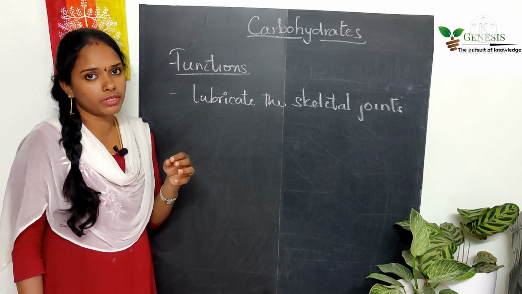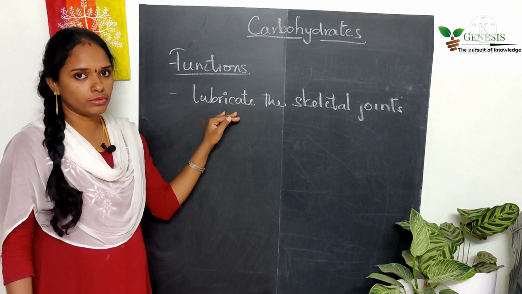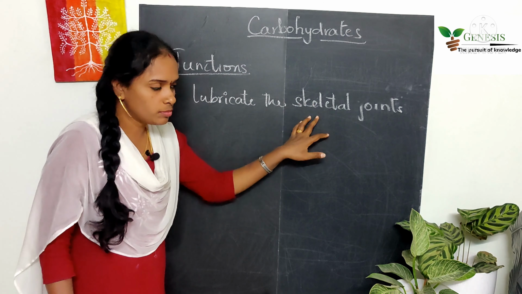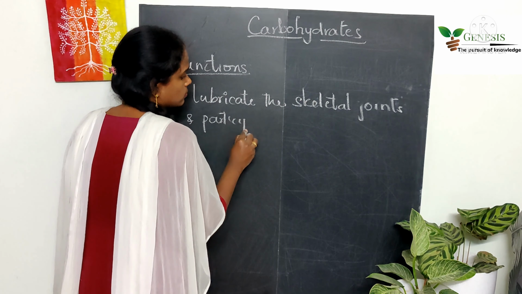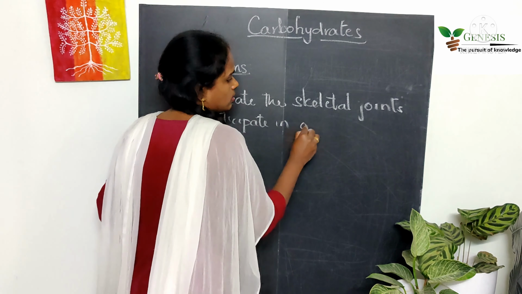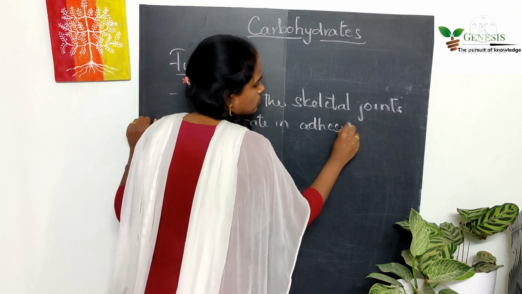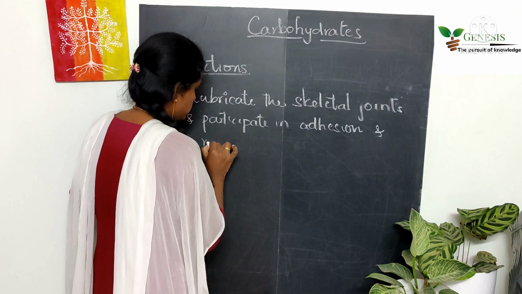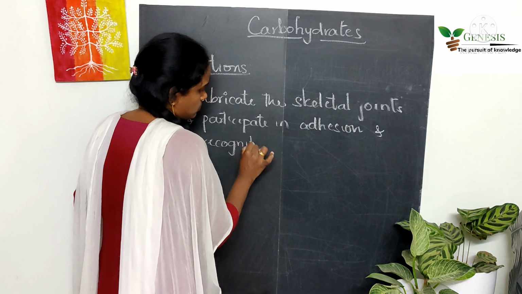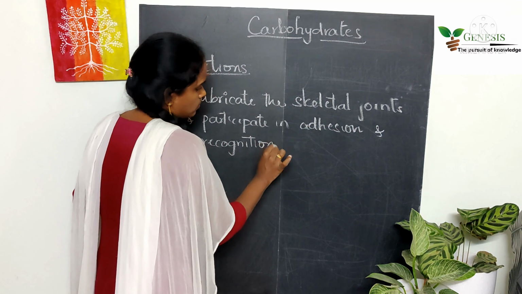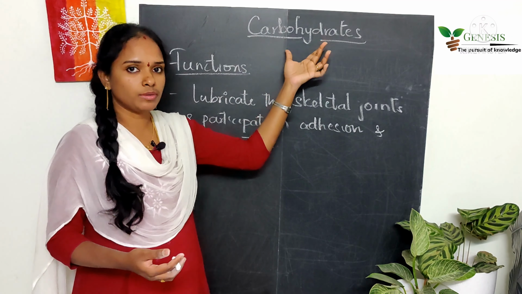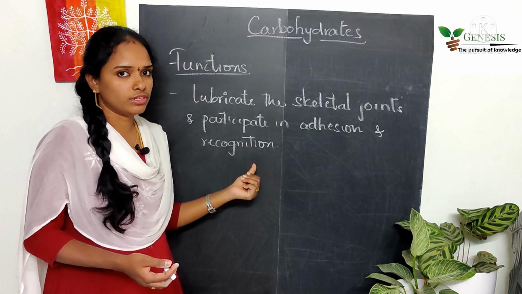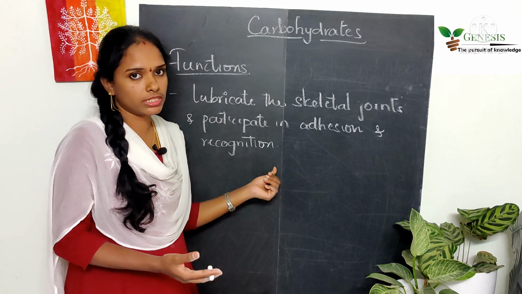Skeletal joints need lubrication. So in the form of glycoproteins, carbohydrates lubricate the skeletal joints, and they also participate in adhesion and recognition. Adhesion means to bind with the neighboring cells or with different compounds. The glycoproteins or carbohydrates are very much needed, and they also participate in recognition, as we have discussed in the previous point.